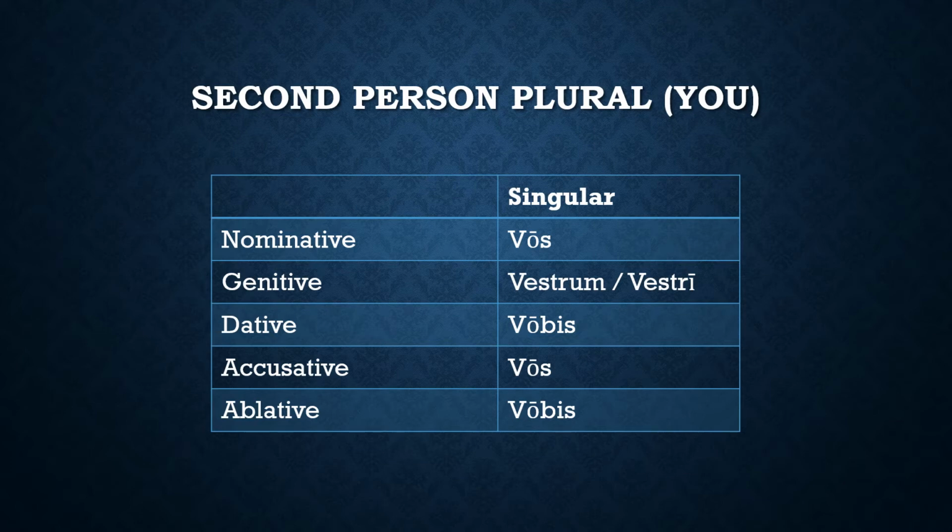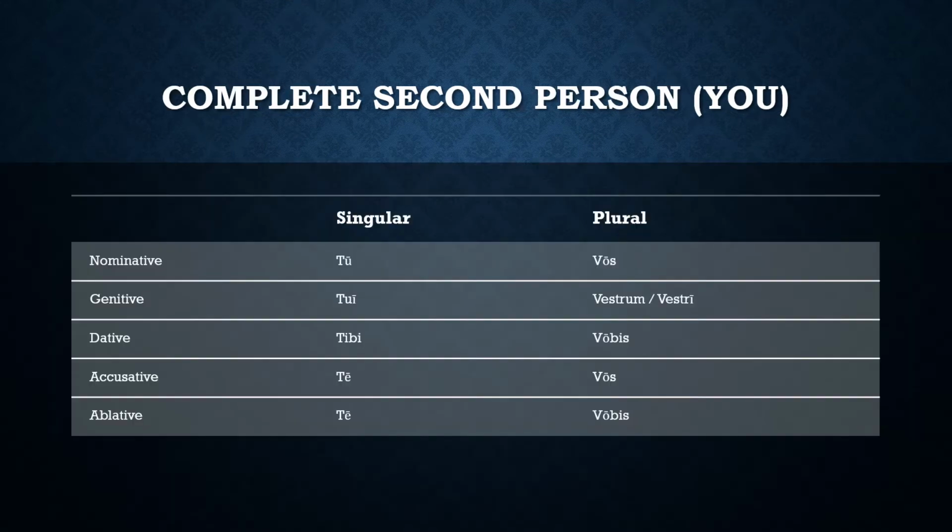And just like the forms with the first person, these are not interchangeable. The dative is vobis. The accusative will once again match the nominative vos. And the ablative, as we often see in the plural, matches the dative, vobis. And here we see all the forms side by side, the forms of tu and the forms of vos.